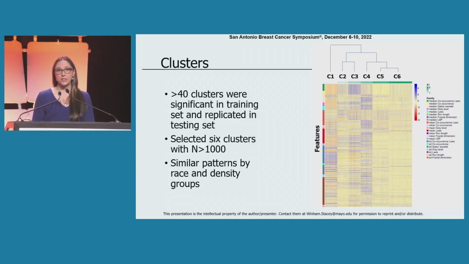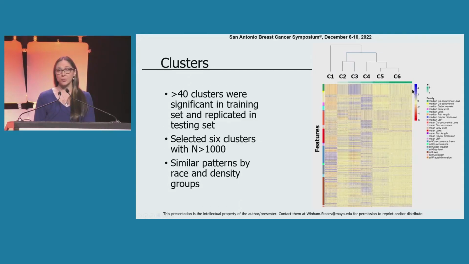Using hierarchical clustering, we identified over 40 clusters that were significantly identified in the training set that also replicated in the testing set. And then among these clusters, we selected the top 6 that had large sample sizes greater than 1,000 as the most robust and had the greatest power for assessment of association with risk in our case control sample. These clusters are defined here across the columns of the heat map. The features are defined across the rows, color-coded by feature class.